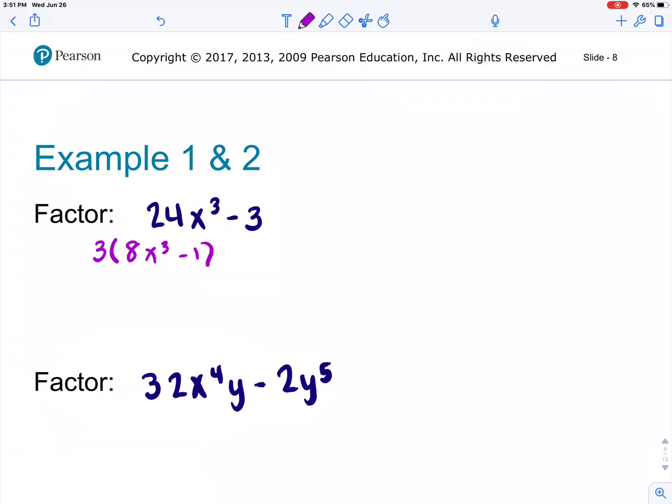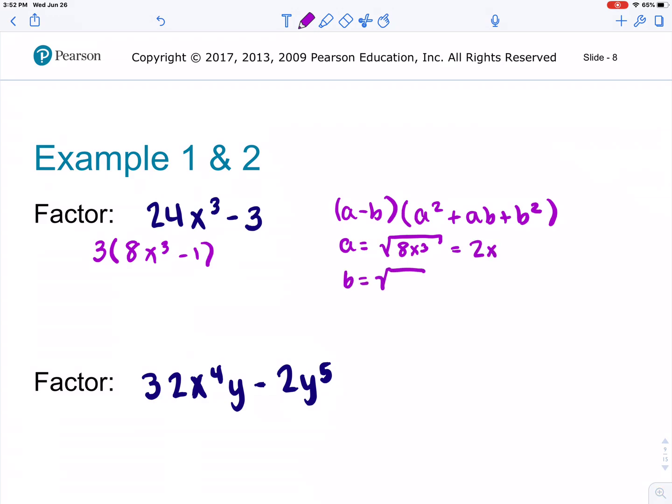And then I look at it again and I go, wow, 8x to the third is a perfect cube and 1 is a perfect cube. So to me that looks like it's going to be the difference of 2 cubes. So I'm thinking to myself, a minus b, and then a squared plus ab plus b squared. Make sure I get my signs right. So a is going to be the cube root of 8x to the third, which is 2x, and b is going to be the cube root of 1, which is 1.